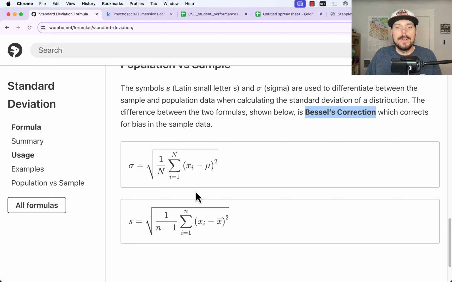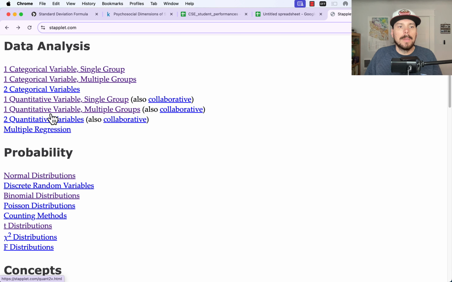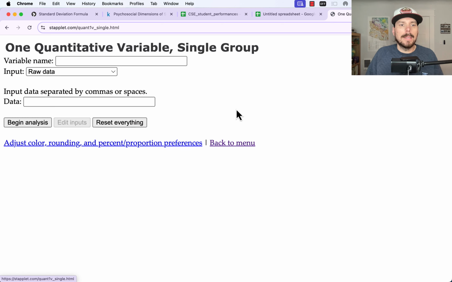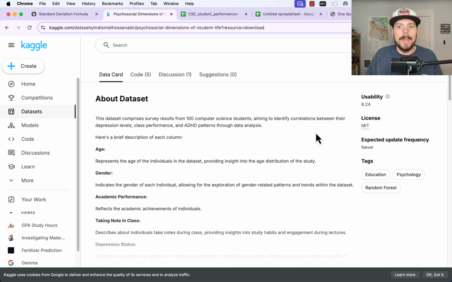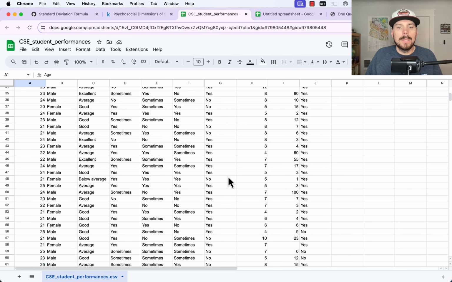It kind of throws a wrench in some of our calculations because most websites will just spit out one standard deviation. For example, Stapplet, we use that a lot in my classes. One quantitative variable, single group. For the first part of the video here, I'm going to look at a data set I found on Kaggle, Psychosocial Dimensions of Student Life. This is from an MIT poll of 100 computer science students. So there's our data set.